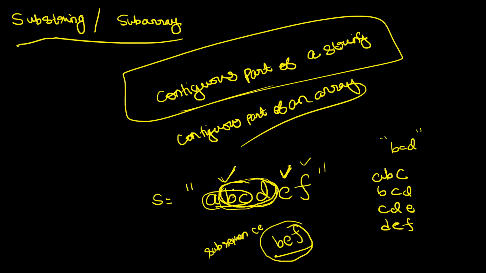Okay, a good question. Is BA a substring? No. A substring should maintain the ordering of the original string. So if in the original string A came before B, then you cannot have a substring BA. This is not a valid substring. AB is a valid substring. The ordering of the characters should not get disturbed.